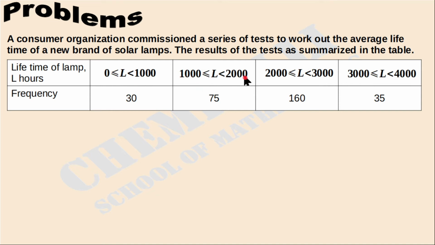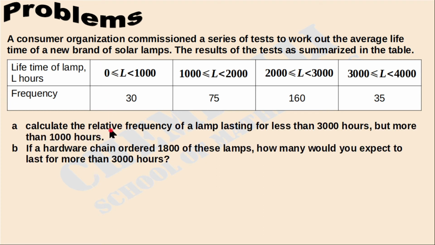Okay, then here 2000 is not here, but 2000 is here. Then in this case you can check 3000 is not here, but 3000 is included in this part. That means this table gives the average lifetime of one particular solar lamp. Then after that we can check the question.